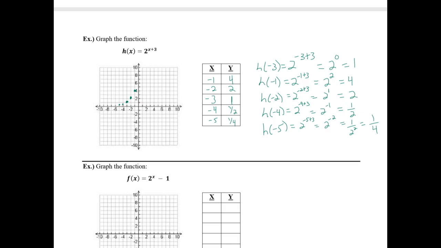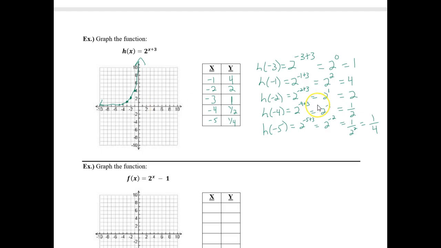So what's happening here is we still have that same shape. Still not going to go below 0. But I don't see that point of 0, 1. So my graph has shifted to the left. And I know it's gone to the left 3 units because that y-intercept should be here at 0, 1. But at the height of 1, it's back 3 units. Do we notice anything about the equation here? x plus 3, it shifted left 3.